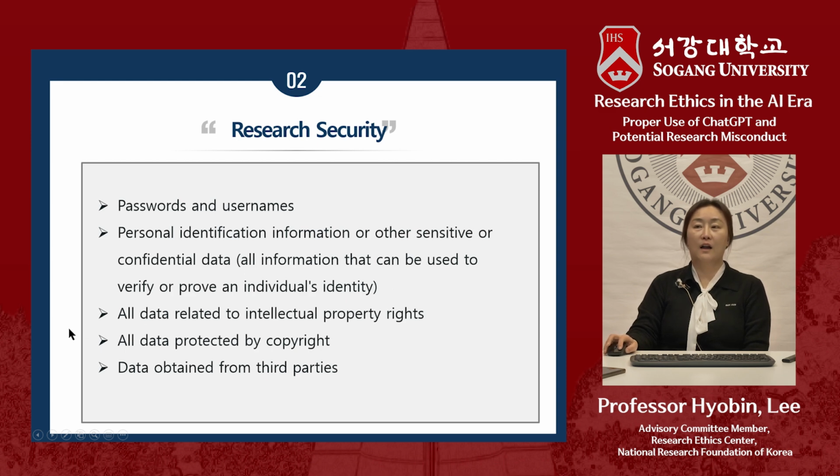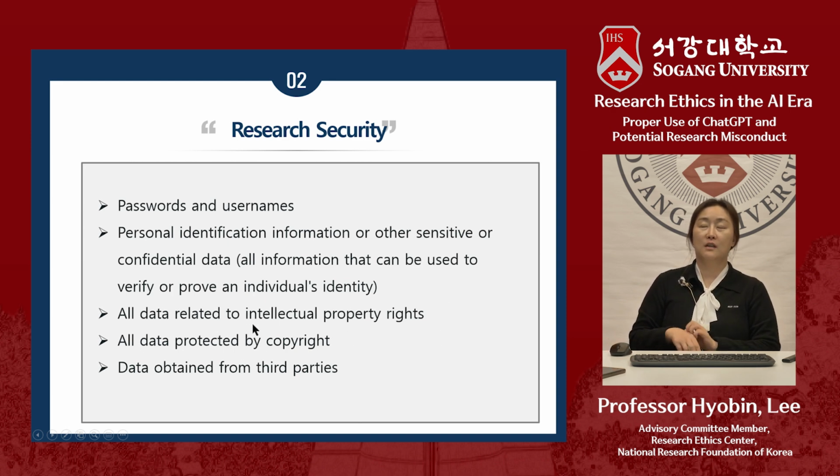And all data copyright. So if there is copyright, you should use it. And data obtained from the third party. So if you get the data from someone, you shouldn't use that for ChatGPT. So this is highly important related to research security. And unfair, also you don't have to worry about it.